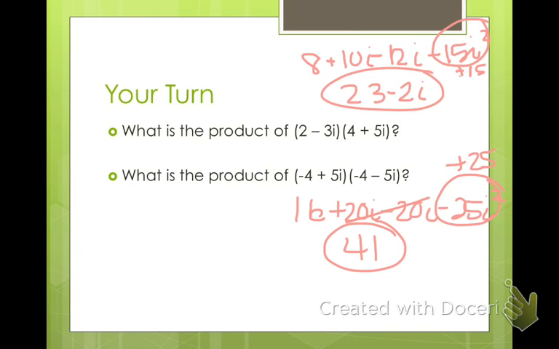Alright, so I went ahead and left my work up here so you could see it. So I got 23 minus 2i for the first one, and 41 for the second one. Go ahead and check your work, and check my work, because, you know, I make mistakes too. Just, shh, don't tell anyone.